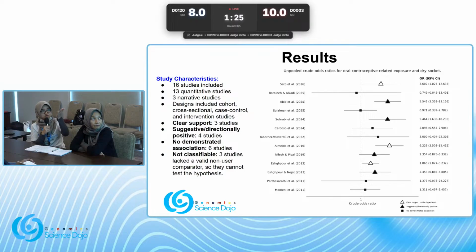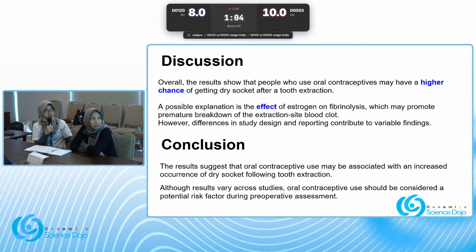We used this data to produce this forest plot using confidence interval and odds ratio. We can see that some studies support the hypothesis, and the others did not support it. However, we can also draw on narrative data from all of the studies. Overall, those who use oral contraceptives may have a higher chance of developing dry socket after extraction. Although not all studies supported the hypothesis, it's not simply vote counting of which studies support which. We assessed the evidence from each study, and we used that to conclude this.